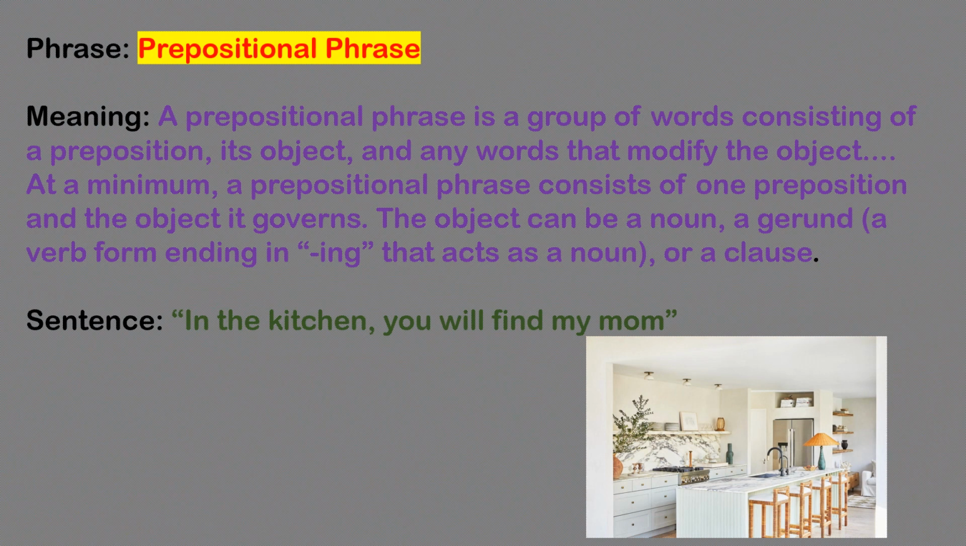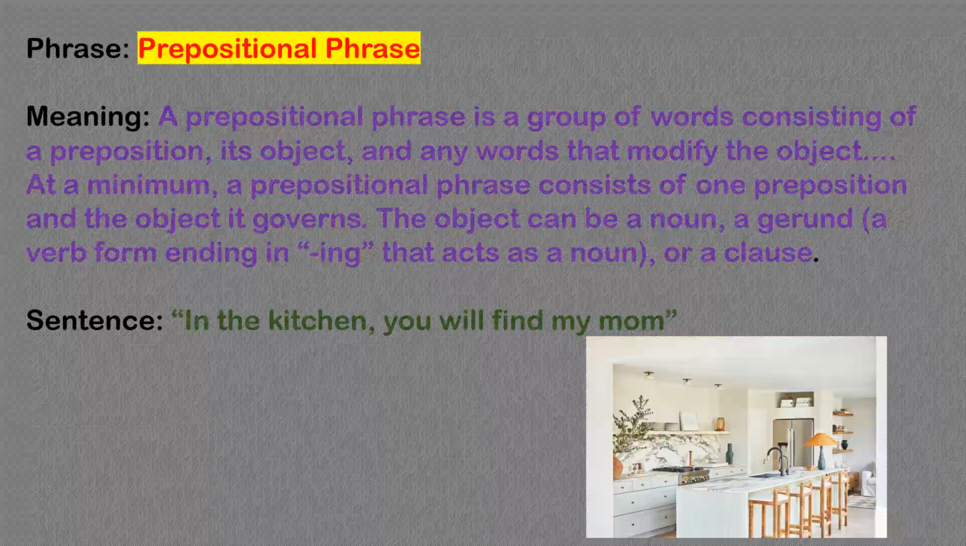Prepositional phrase. A prepositional phrase is a group of words consisting of a preposition, its object, and any words that modify the object. At a minimum, a prepositional phrase consists of one preposition and the object it governs. The object can be a noun, a gerund, a verb form ending in -ing that acts as a noun, or a clause. In the kitchen, you will find my mom.